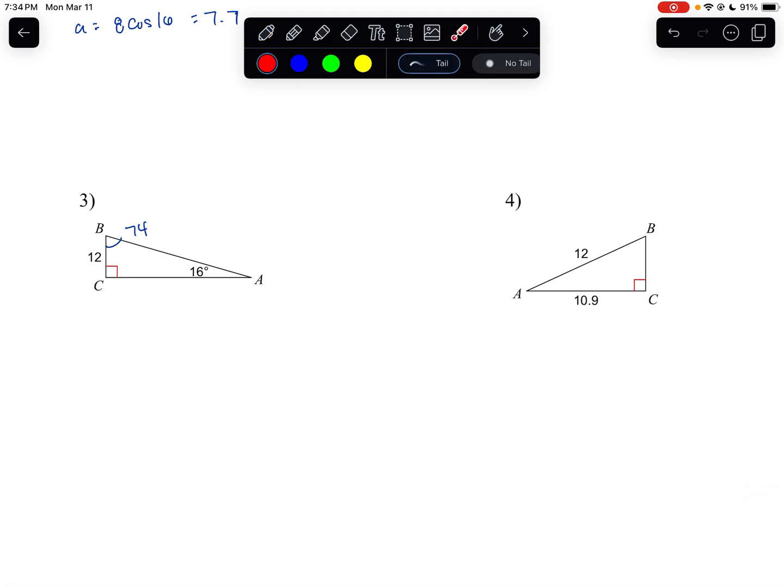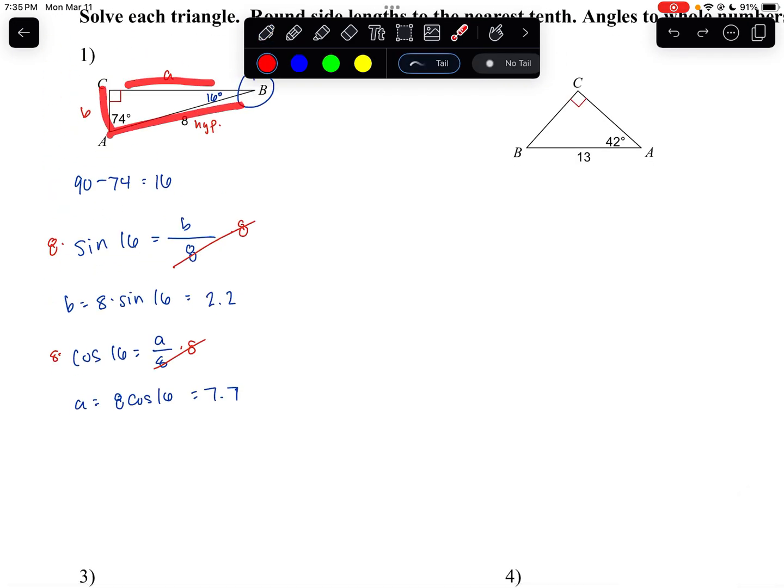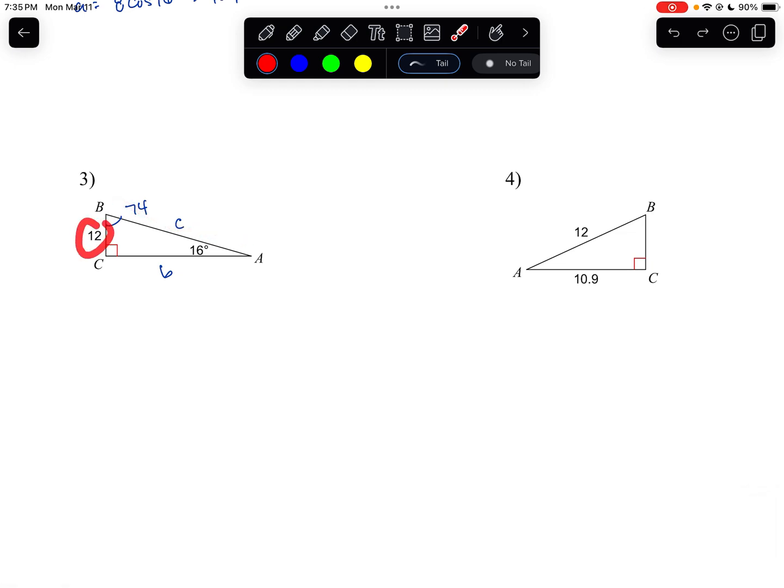So let's say that I wanted to use cosine of 16. Well, I'd be careful about using cosine. Let me label my sides again. This will be side B. This time we're given this side, which is side A, and then this side right here is going to be C. Okay, so I don't know the hypotenuse, as opposed to in this one where I had the hypotenuse and the sides were unknown. Here, I don't know the hypotenuse, I have one of the sides.